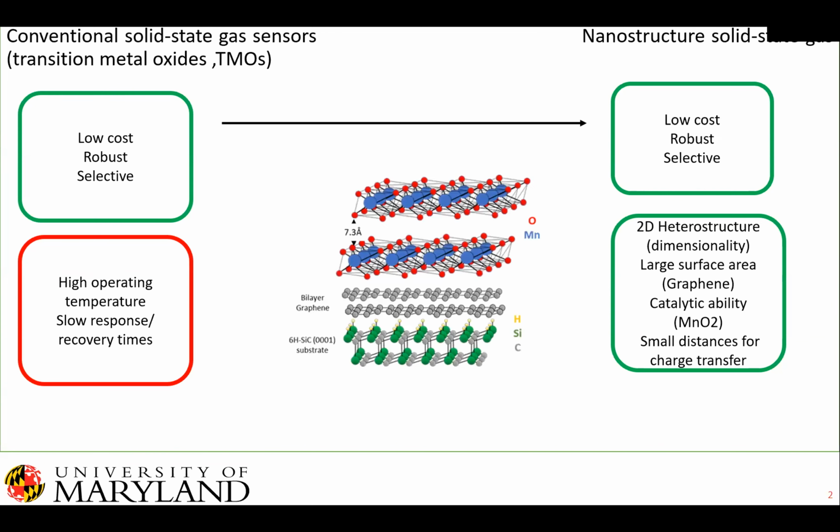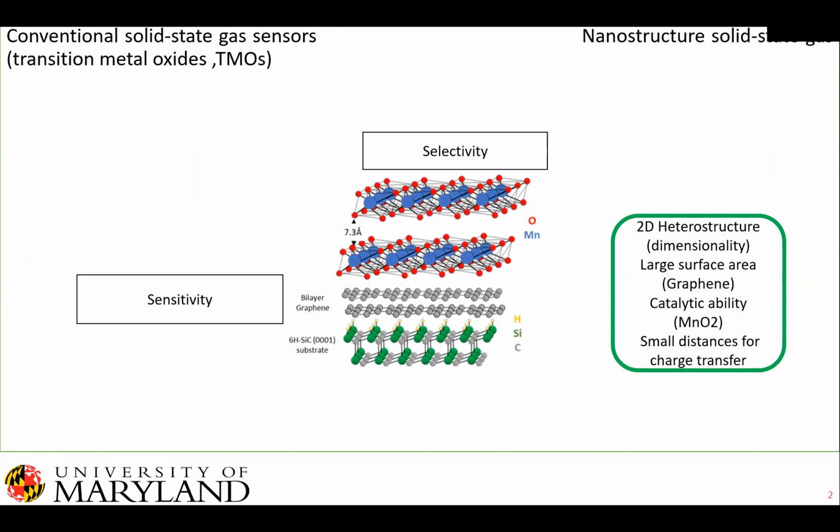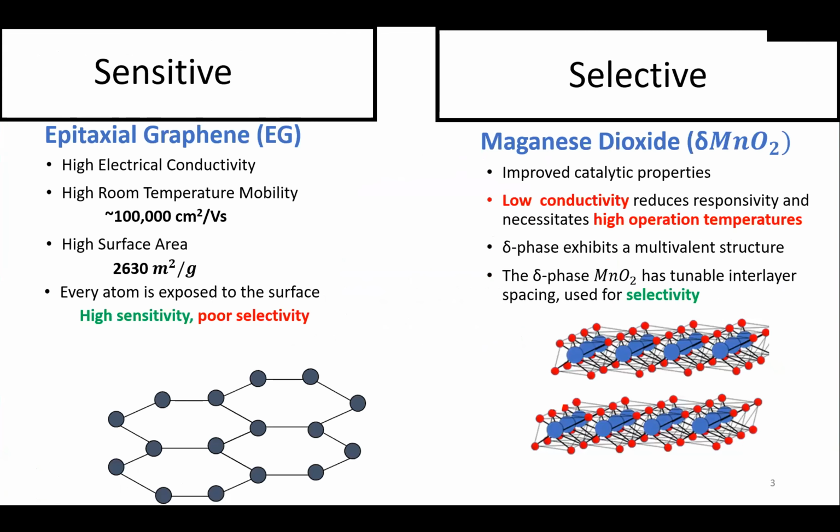This model here shows the silicon carbide, the bilayer graphene, and the manganese dioxide. The graphene will ensure sensitivity and the manganese dioxide will ensure selectivity. Two main principles we want our environmental gas sensors to have is high sensitivity and high selectivity. Graphene and manganese dioxide complement each other, what one material lacks, the other makes up for.